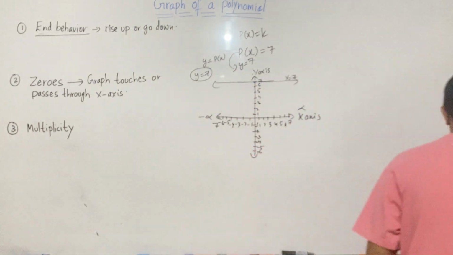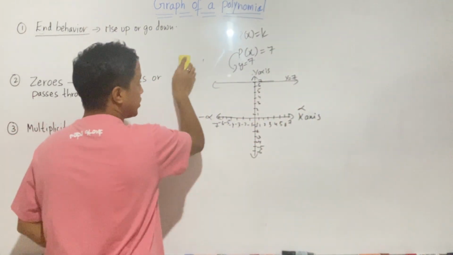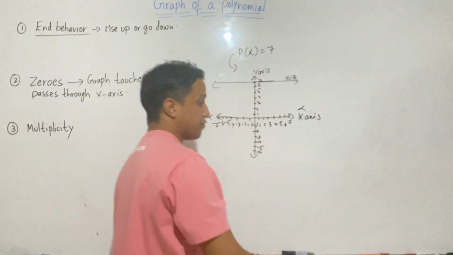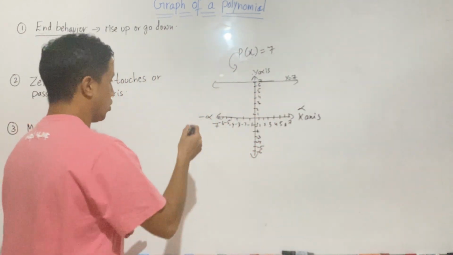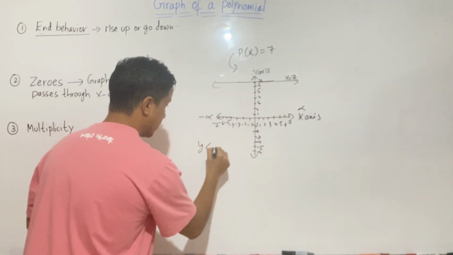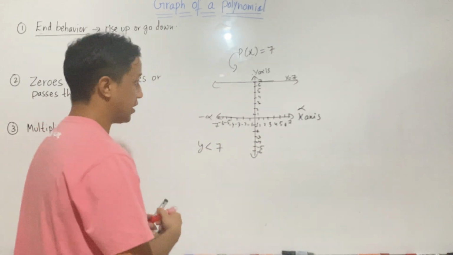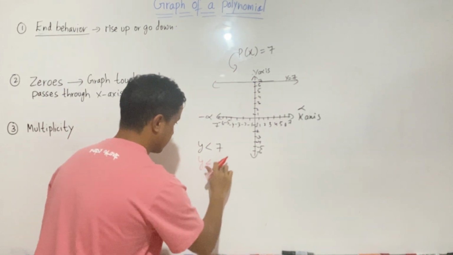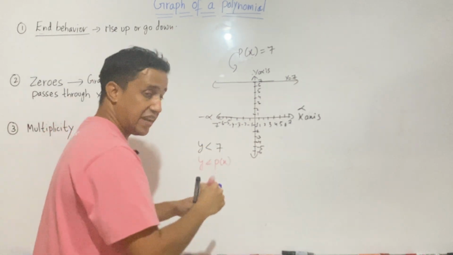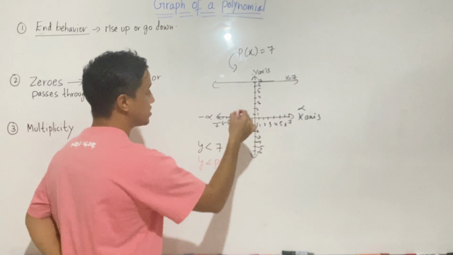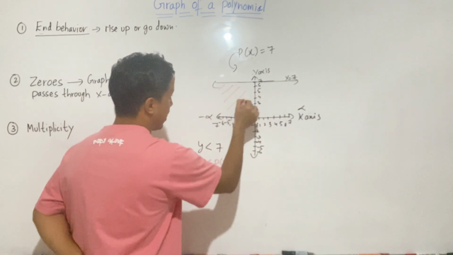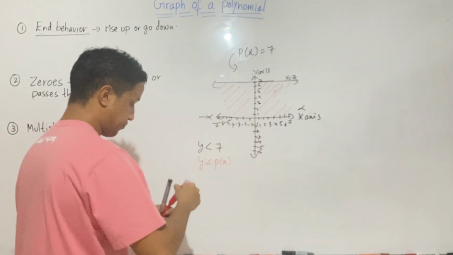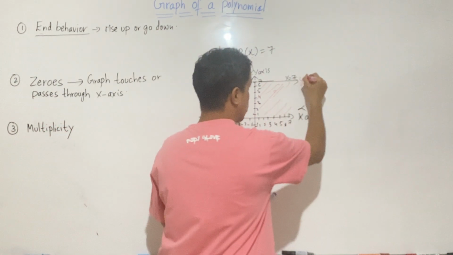If someone asks you what is going to be the graph of y less than p(x), okay, y less than p(x) means it will cover this area. And this is y equal to p(x).